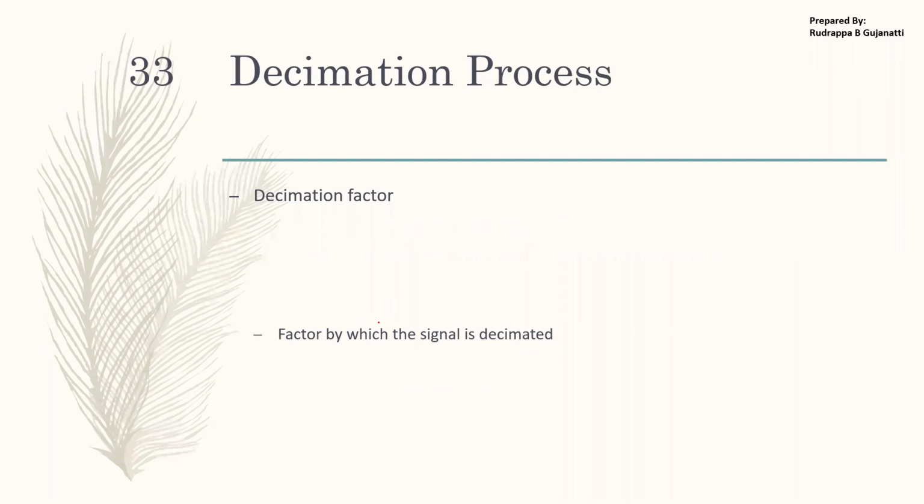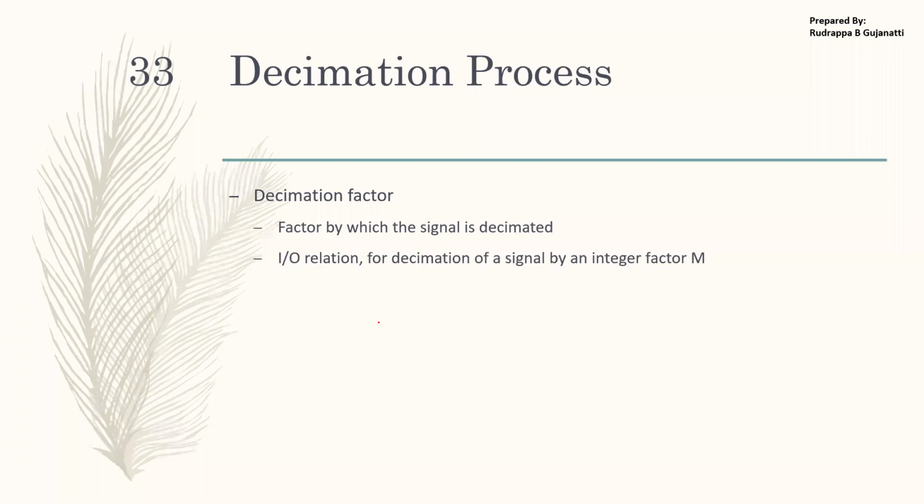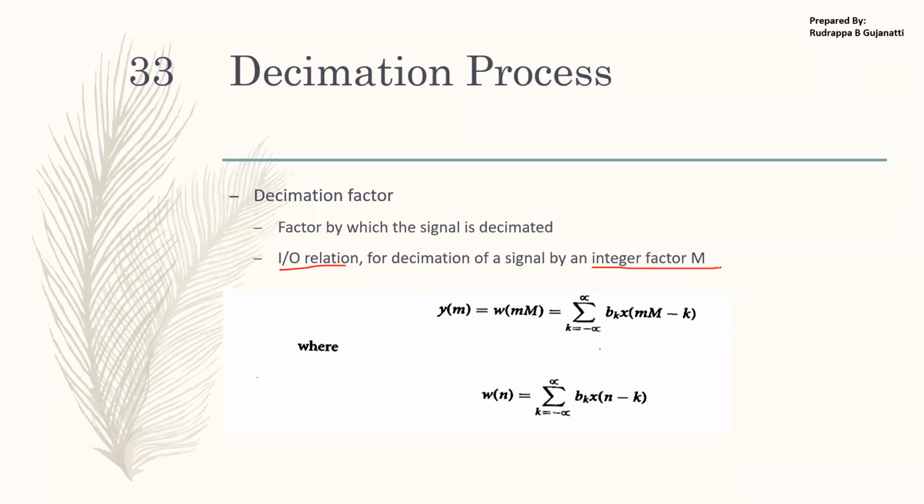So let us come to a decimation process. What is the decimation factor? It is the factor by which the signal is decimated. You tell that signal has to be decimated by 2, or it has to be decimated by 3. So what does that imply? That is what we'll be looking after in this case. So here, what happens is, the IO relation for the decimation of a signal by an integer factor of M will be considered. So if I just check out the IO relation, and I'm considering the integer factor of M.